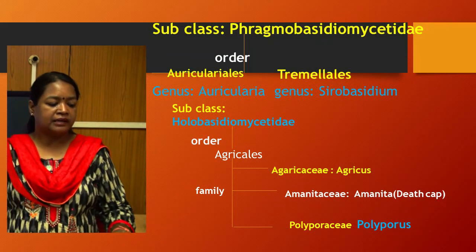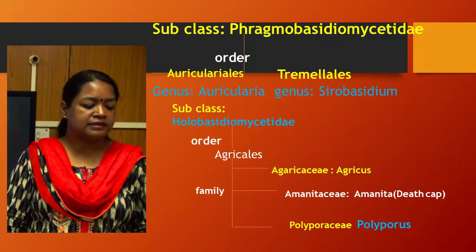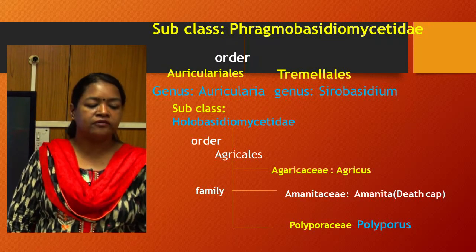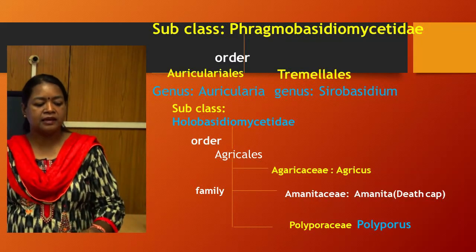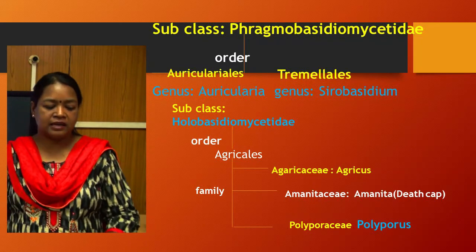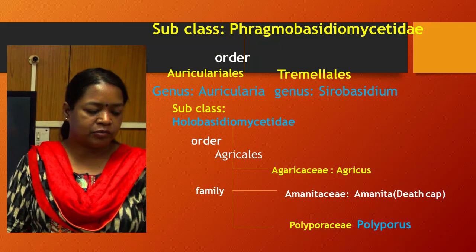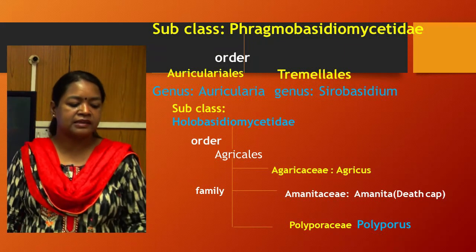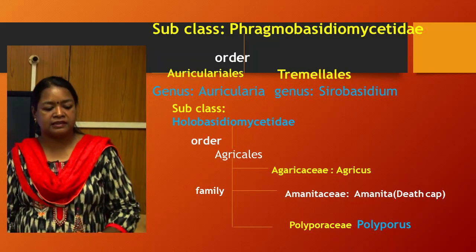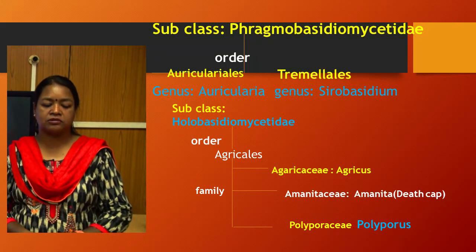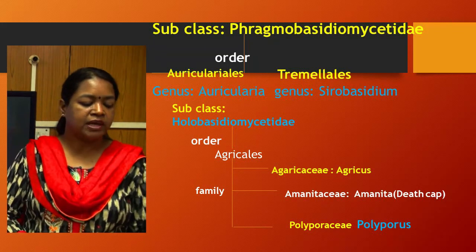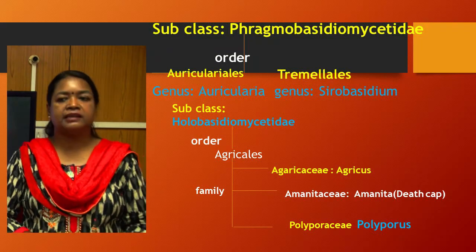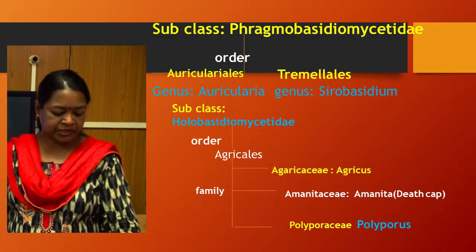In subclass Holobasidiomycetidae, containing the order Agaricales. This order contains three important families. First one is Agaricaceae, having the genus Agaricus bisporus, that is the button mushroom. Second is Amanitaceae, containing the genus Amanita, this is also known as death cap. And third family is Polyporaceae, that containing the genus Polyporus.